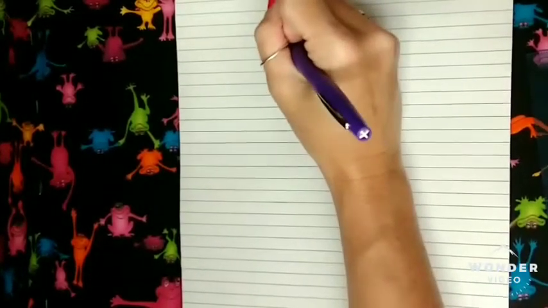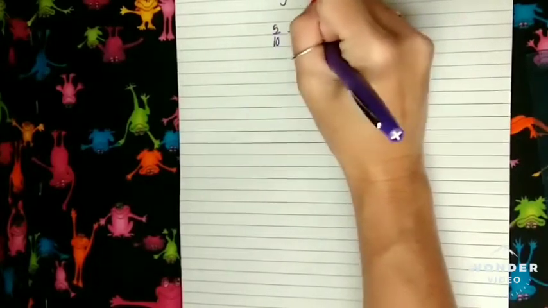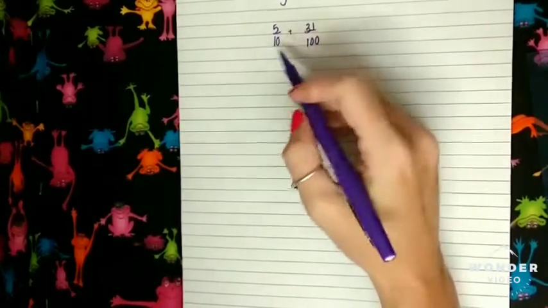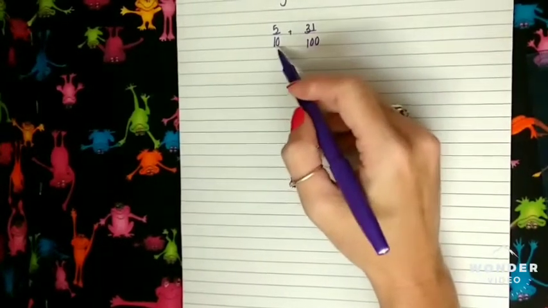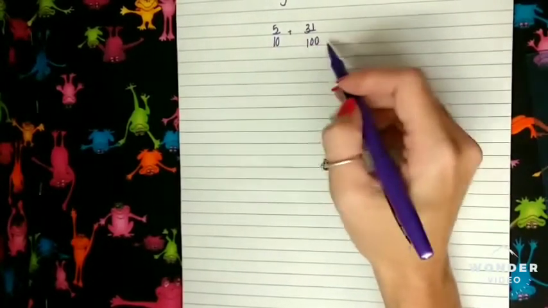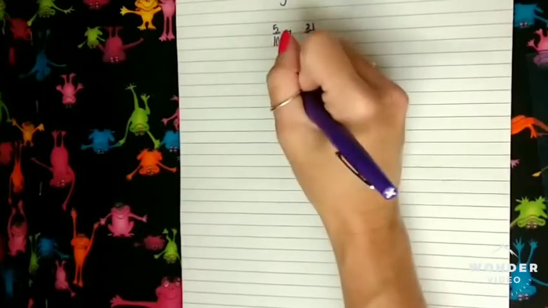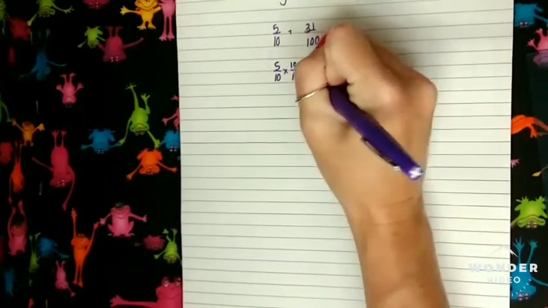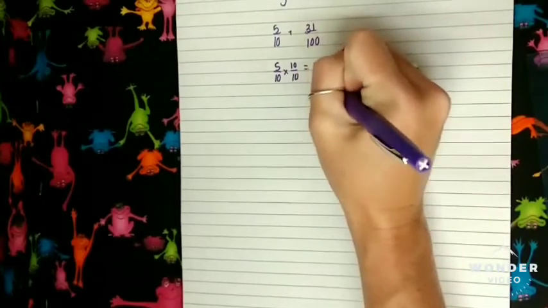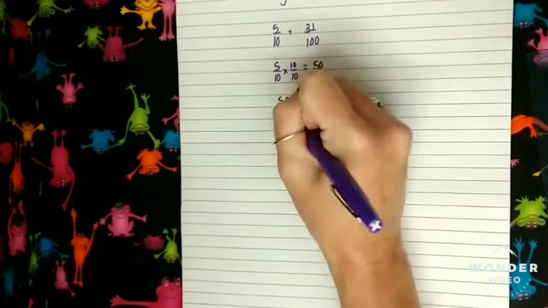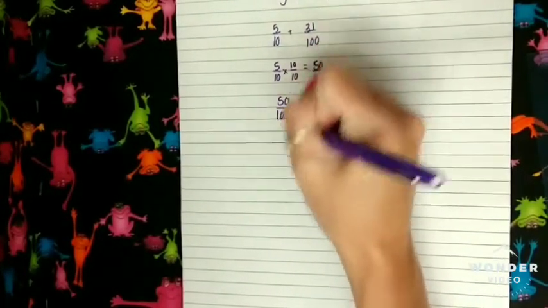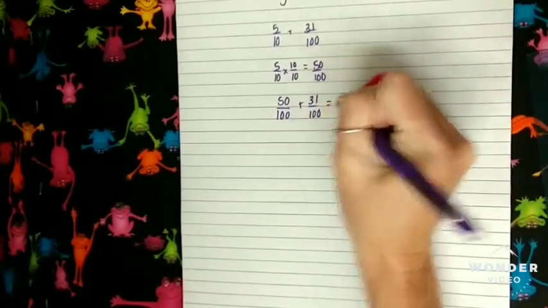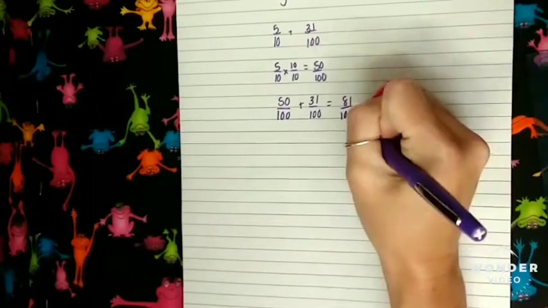So for example, if I have 5/10 plus 31 hundredths, I know that I cannot add fractions that have different denominators, so I need to create an equivalent fraction with a hundredth denominator. So I'm going to take my 5/10, multiply it by 10 over 10, which equals 50 hundredths, or as I told, add one place value 0 to the top and bottom, plus 31 hundredths, and that equals 81 hundredths.